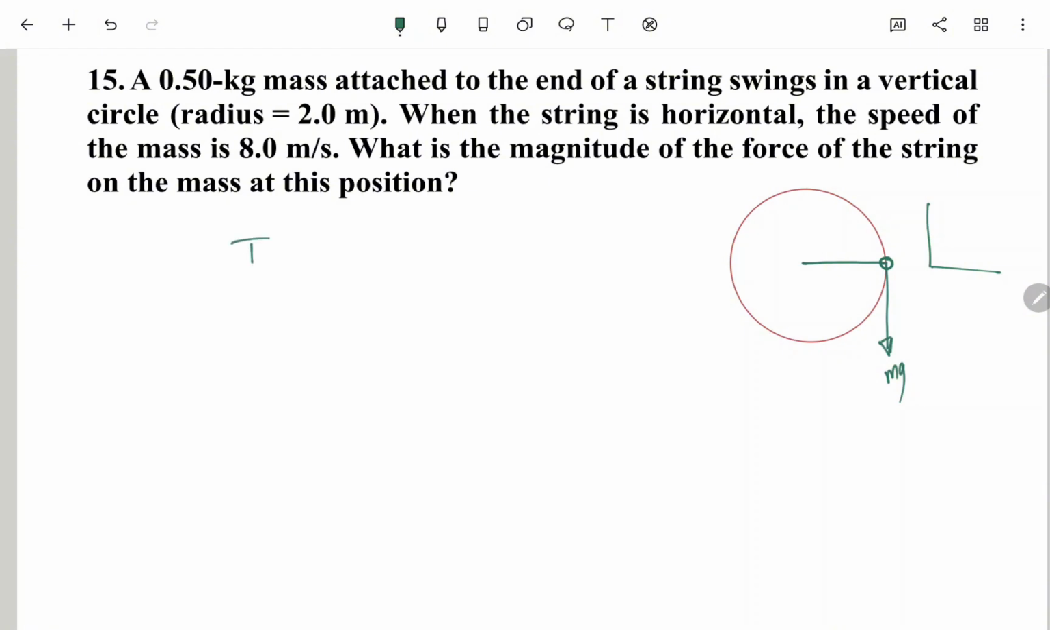It's the tension in this case. So tension equal to mv square over r, or equal to 0.5 times v. In this case it's 8 square, it's 64, divided by 2, in other words it's 16 newtons.